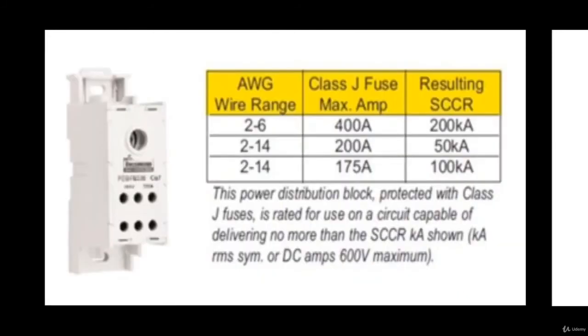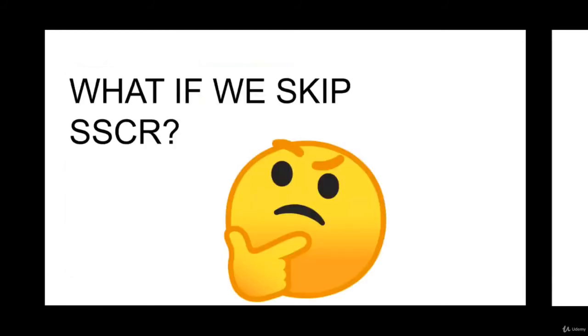There is one more component which is very helpful while designing an industrial control panel. If you want to fix your SSCR value, then this power distribution block can be used. It is protected with J fuses and it is capable of fixing your SSCR value. If you want to take the SSCR value to only 200k, you can use this block to fix your SSCR value to 200kA. It will not increase over 200k or more than that, so it will fix your SSCR value.